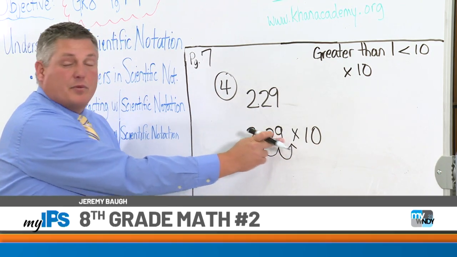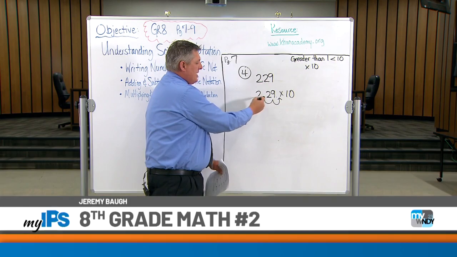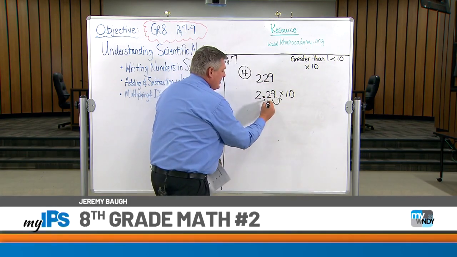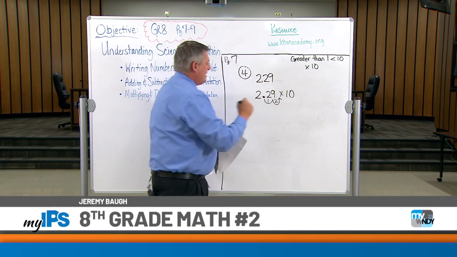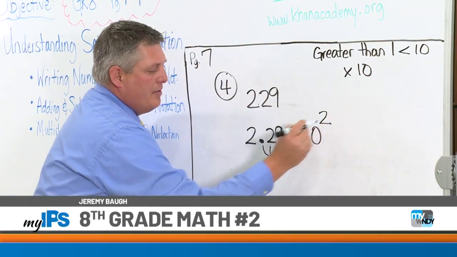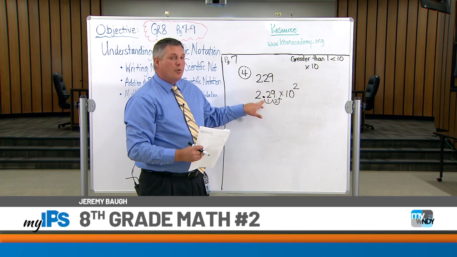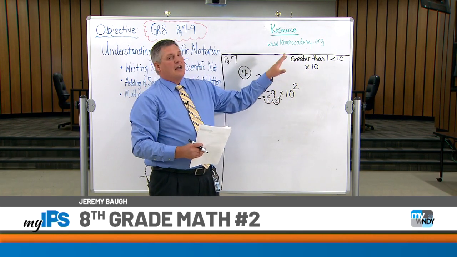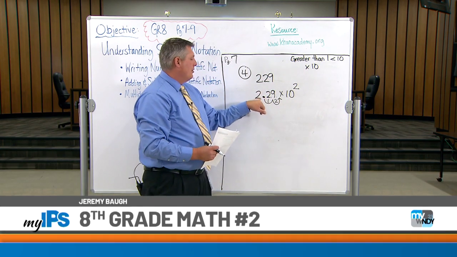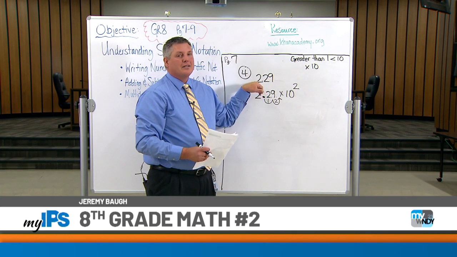If I put the decimal over here, I would have 229. How many jumps was that? That was 2 jumps. So my exponent becomes 2, because if I multiplied 2.29 times 10 times 10, I would have gotten 229.